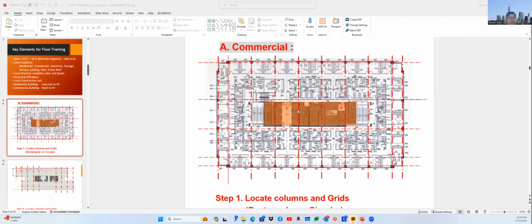I'll maybe explain a little bit more later. But first of all, you can just practice and lay out, set the grid, and place the columns. So once your team is ready, you can just start working on ETABS, right? Setting the grid, and then placing the columns.